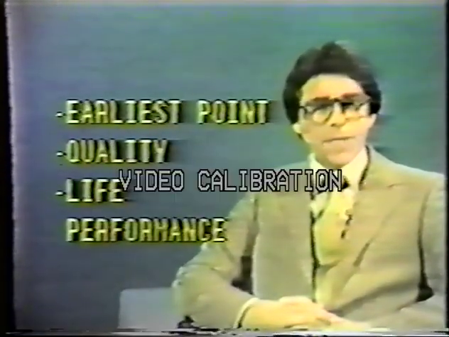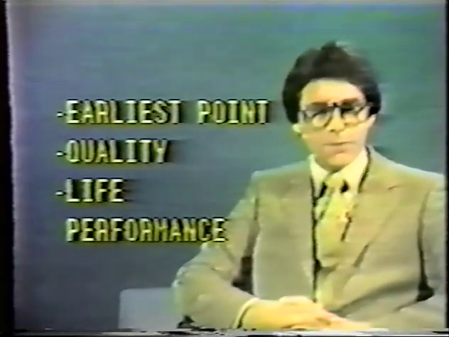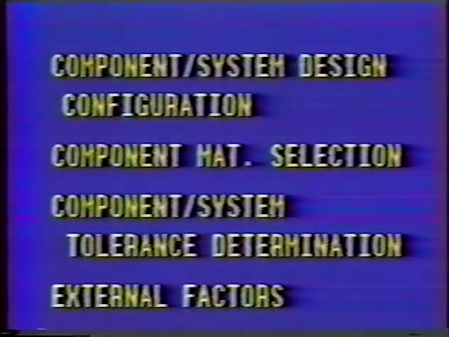Both methods address the product cycle at the earliest point and attempt to design quality and life performance into the product through experimental considerations. These considerations include component and system design configuration, component material selection, component and system tolerance determination, and the influence of external factors on process performance. Whether we are concerned with engineering design, research and development process design, or process troubleshooting, the proven methods of planned experimentation have an important and real application to all areas we are dealing with.